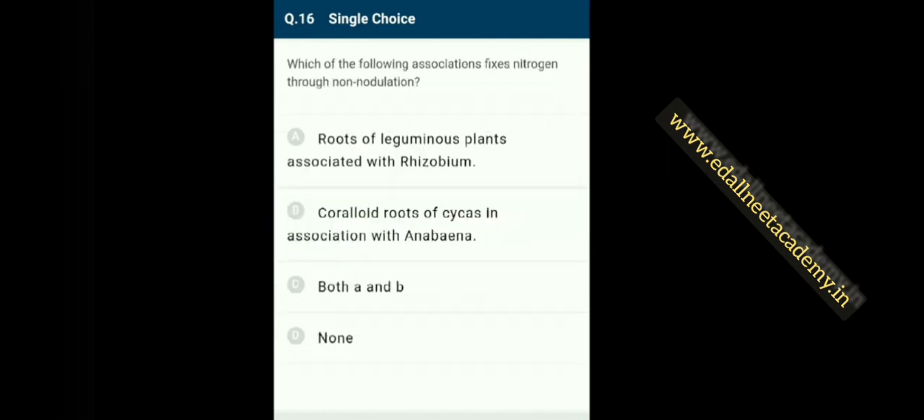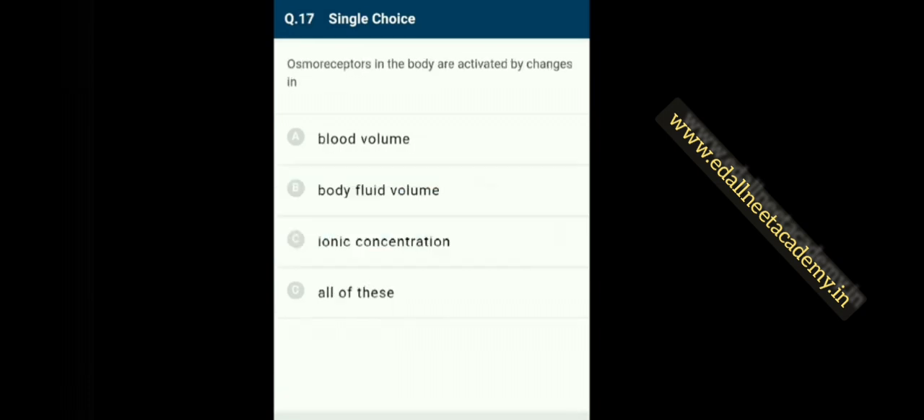Number 16. Which of the following associations fixes nitrogen through non-nodulation? Cyanobacteria like Anabaena are known to form a facultative symbiotic relationship with the coralloid roots of Cycas and help with nitrogen fixation without forming nodules, and in turn receive food and a stable environment. So the answer is option B. Coralloid roots of Cycas in association with Anabaena fix nitrogen through non-nodulation. Question number 17.